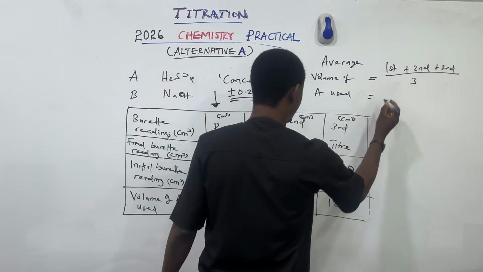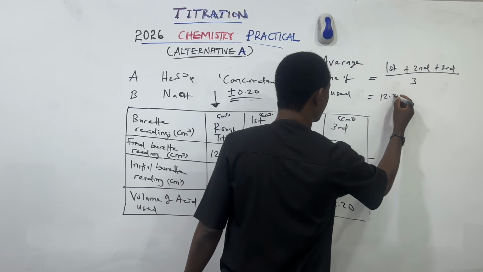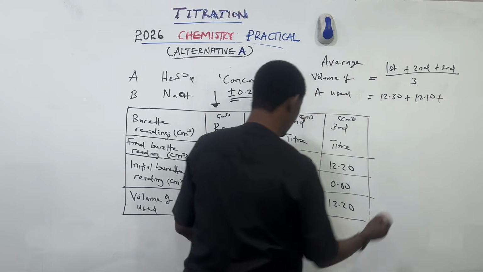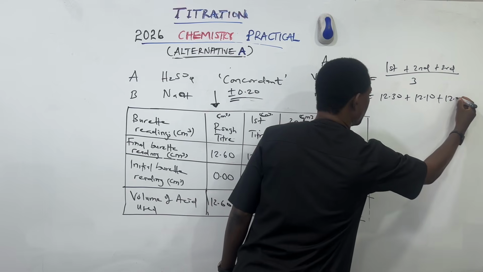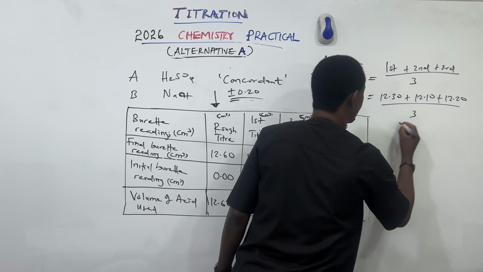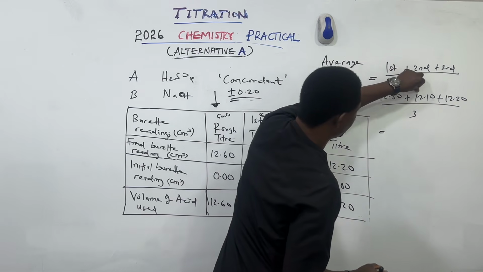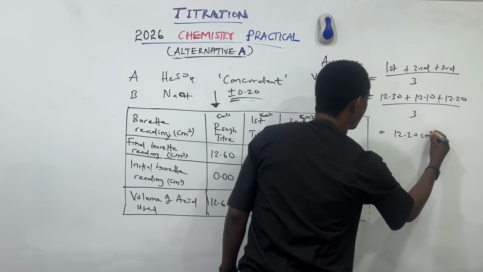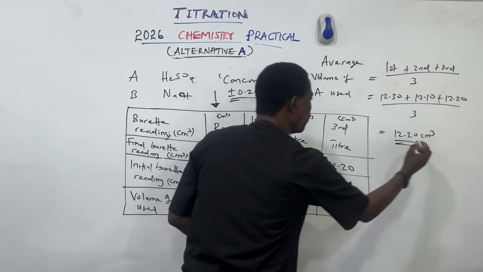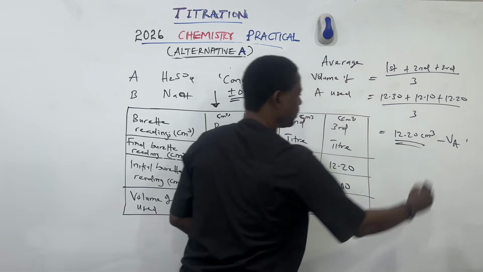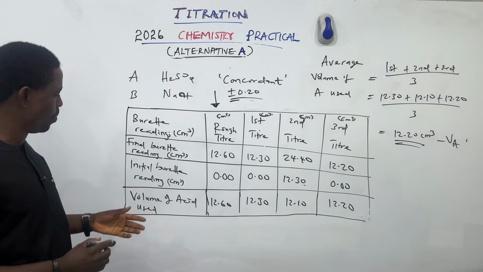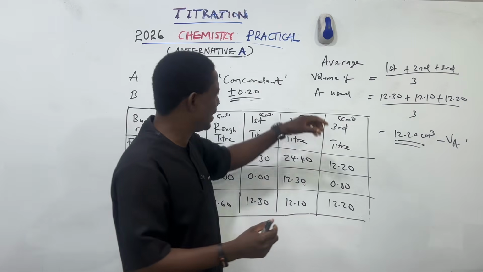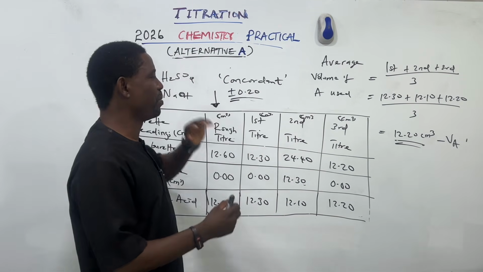So let's add it together. 12.30 plus 12.10 plus 12.20 divided by 3. So everything is 12.20 cm³. All right, so this is your VA. That's the average volume of acid used. That's the volume of the acid that will completely neutralize the 25 cm³ of the base.